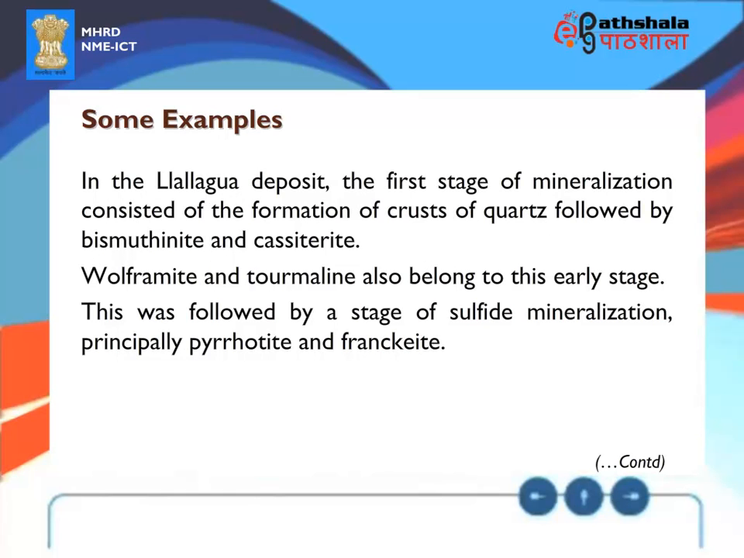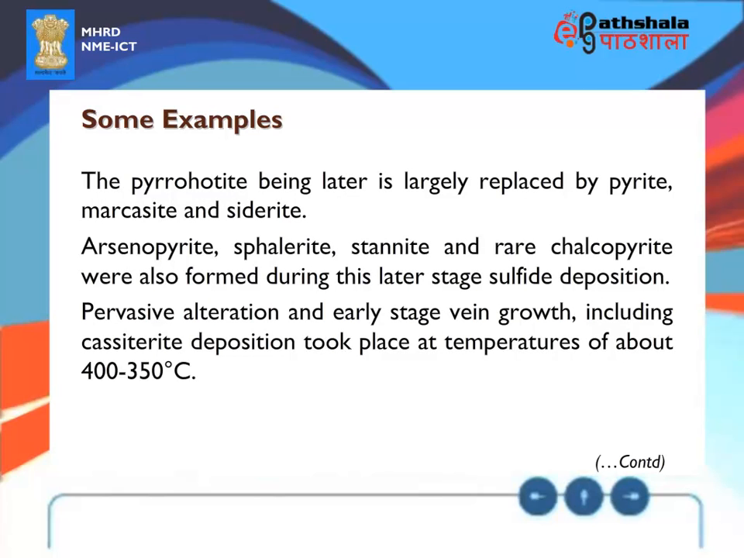In the La Lagua deposit, the first stage of mineralization consisted of the formation of crusts of quartz, followed by bismuthinite and cassiterite. Wolframite and tourmaline also belonged to this early stage. This was followed by a stage of sulfide mineralization, principally pyrrhotite and franckeite. The pyrrhotite, being later, is largely replaced by pyrite, marcasite, and siderite.